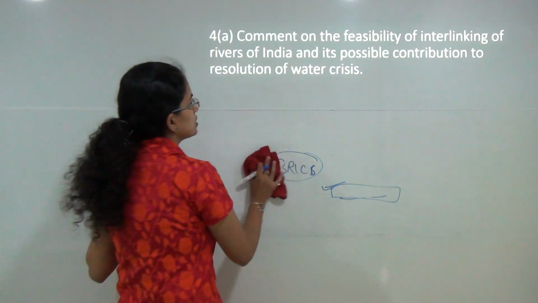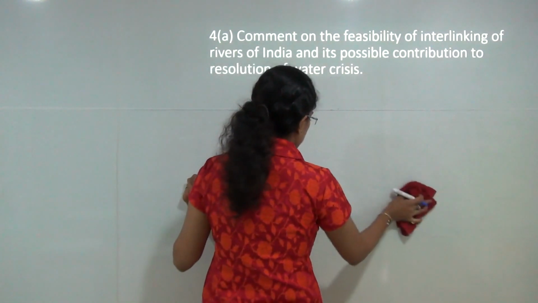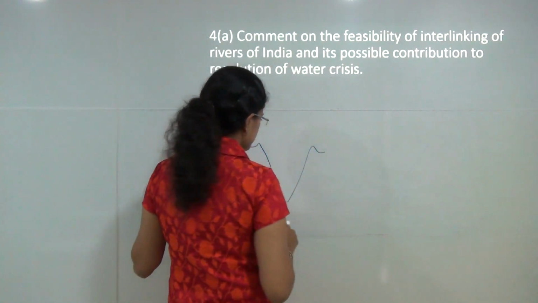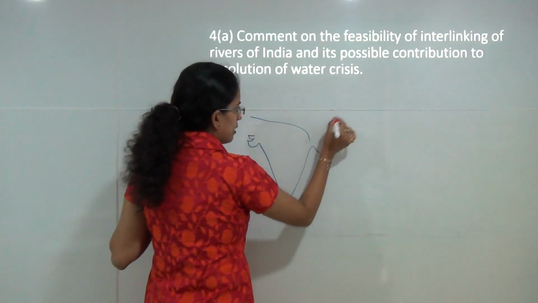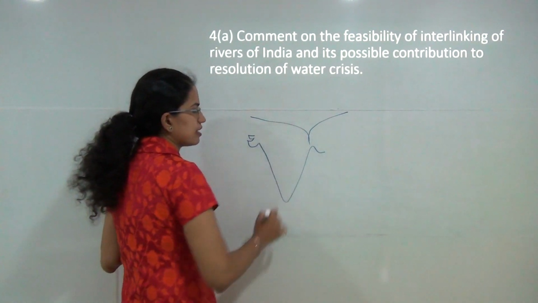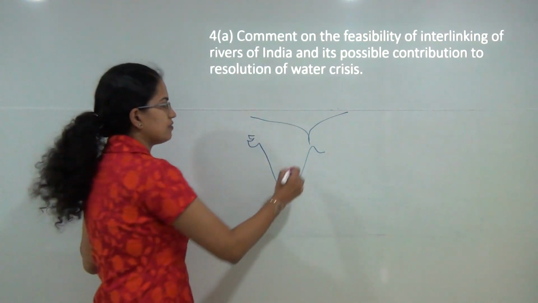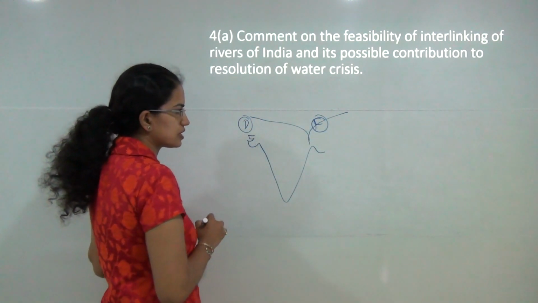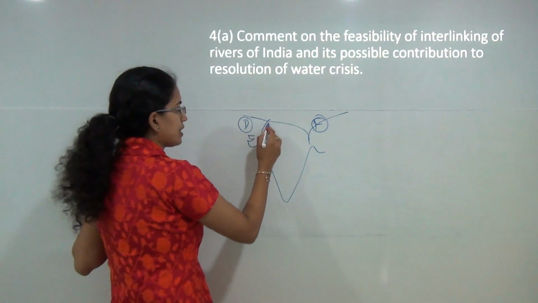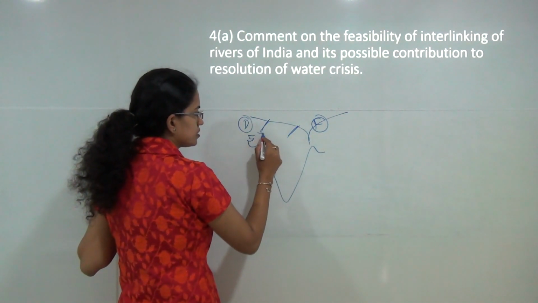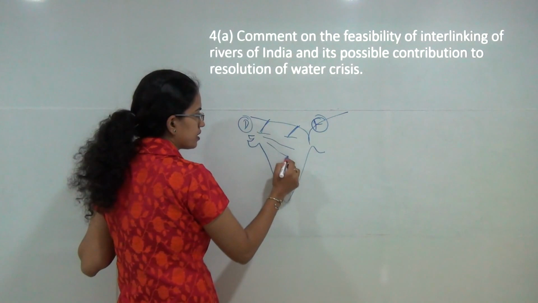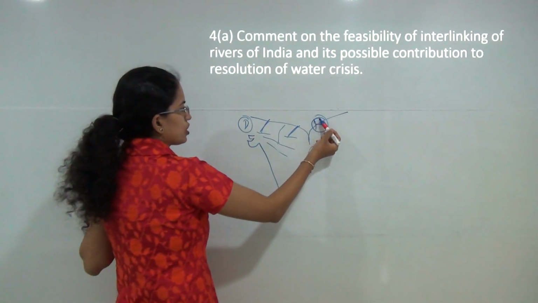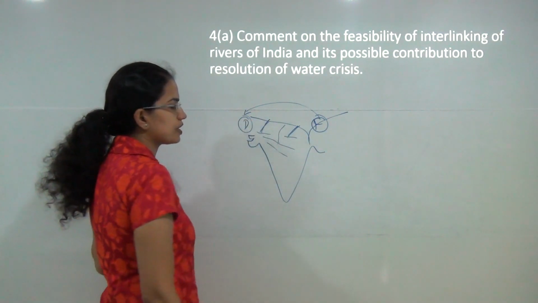Now the next question is the feasibility of interlinking of rivers. When we talk about interlinking of rivers, the main idea here is you have the Ganga and Brahmaputra in the north, which are mainly flood prone rivers. So you have a region which is flood prone, and on the other hand you have areas of Rajasthan which are drought prone. If you have canals that connect the flood prone rivers to the small tributaries and small rivers in other regions of India, the waters from the flood prone area would be diverted to the drought prone area.